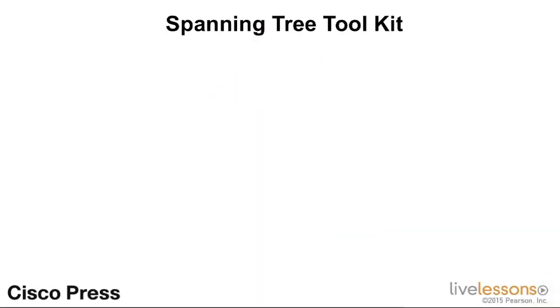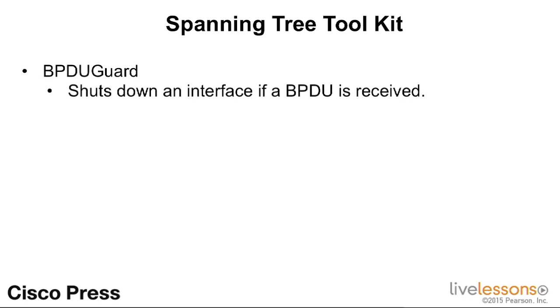Okay, so let's look at some of the options that I like to say we have available to us in our spanning tree toolkit. So first is BPDU guard. What BPDU guard does is shut down an interface if a BPDU is received on it. Generally, you would use BPDU guard on a server-facing interface in the data center, right?